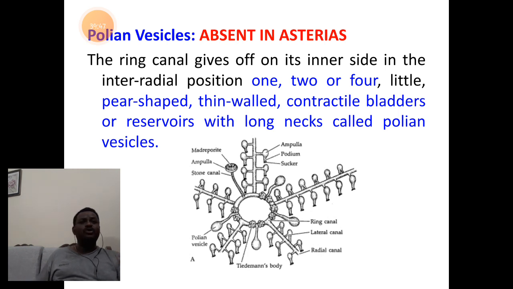In addition to that, Polian vesicles also help in the production of phagocytic cells. Students, remember, since Polian vesicles are absent in Asterias, the Tiedeman bodies that manufacture the amoebocytes are enough for the animal to bring in the phagocytic functions within the water vascular system. So Polian vesicles are absent in Asterias. This is the diagram where Polian vesicles are shown. It is not of Asterias. Remember this.